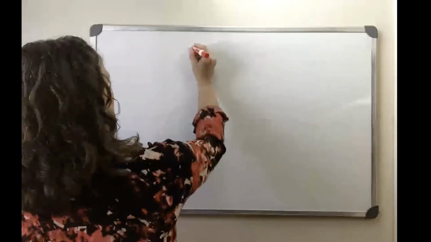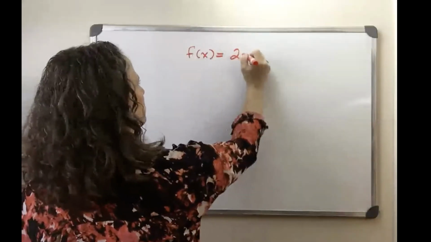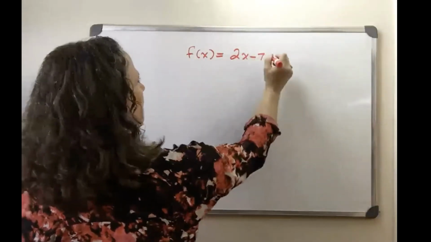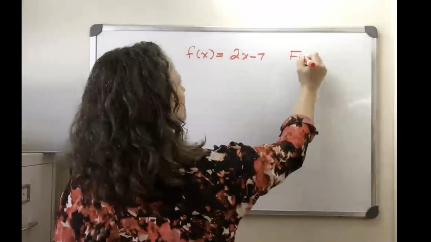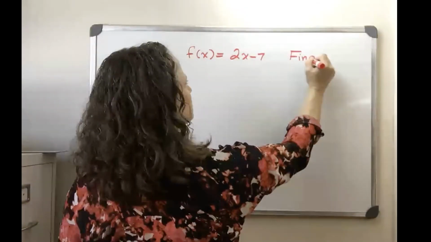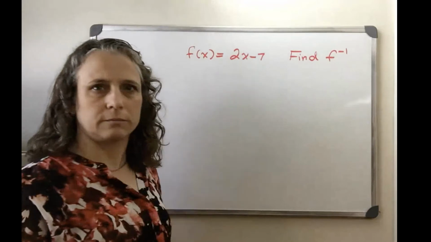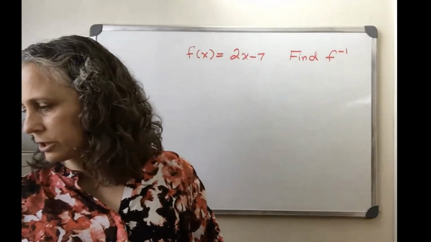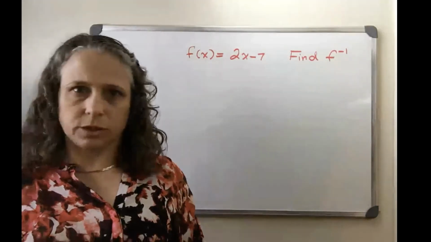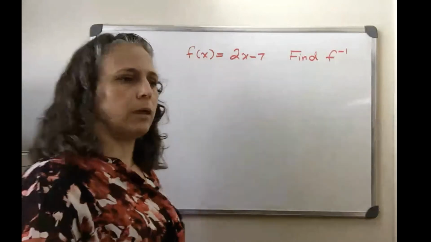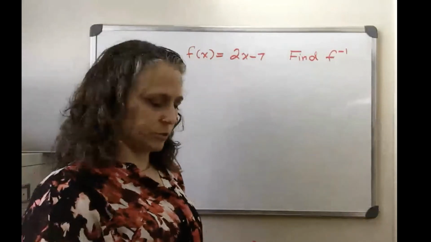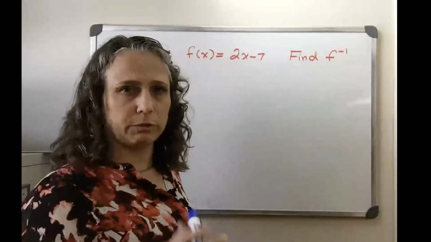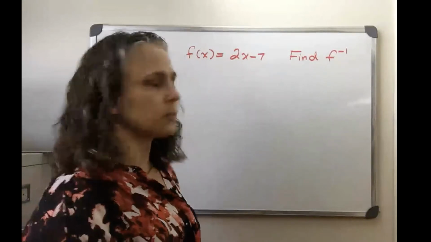Let's say that I have f of x equals 2x minus 7, and I want to find the inverse function. I want to find f inverse. And I picked a nice simple function. I'm going to first of all do it the way that always works for any kind of function, and then I'll go ahead and show you that there's a shorter way because this is an easier problem.